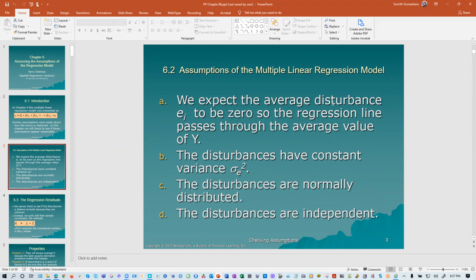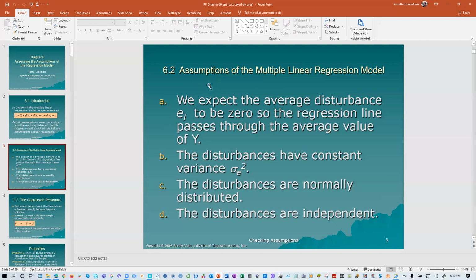They expect the average disturbance. That means if you go ahead and get any data set, even in the sample version or population version, and calculate the errors, I'm not talking about the error squared, just simply the errors for each and every data point. You know how to calculate the error in regression: y minus y hat, okay, y minus y hat.